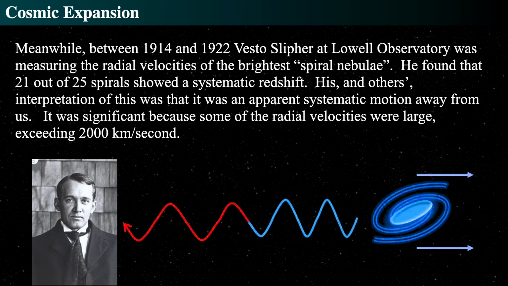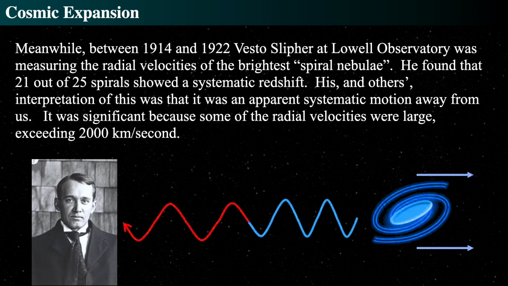Meanwhile, over in Arizona, Vesto Slipher at Lowell Observatory was measuring radial velocities of the bright nebulae, and this is about the same time Einstein was doing all this work. And he found, as we discussed before, that 21 of the 25 spirals had a systematic redshift. That meant that they had some apparent motion away from us. He could not calibrate the distance. He was like, wow, this is really weird, though.